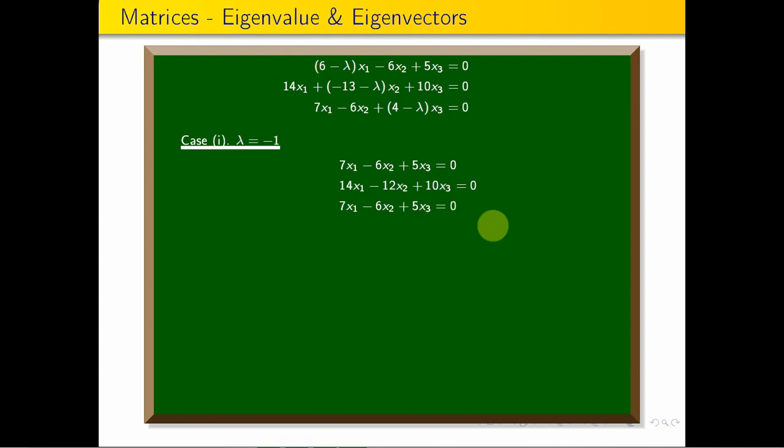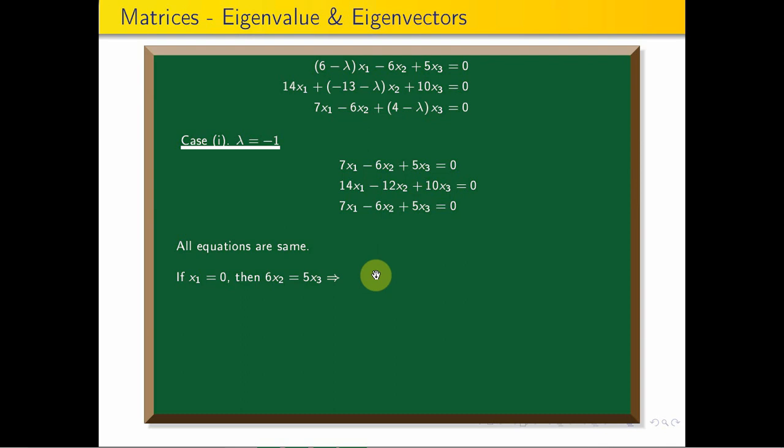Look at these equations. The first and third are same. By taking 2 commonly out from the second equation, all 3 equations are same. So here all the 3 equations are same. If this is the case, I want to find the eigenvector, in the sense, take any one of x as 0 and find it. Suppose I am taking x1 is equal to 0, we get 6x2 equal to 5x3. This implies that x2 by 5 is equal to x3 by 6. This implies the eigenvector is (0, 5, 6).